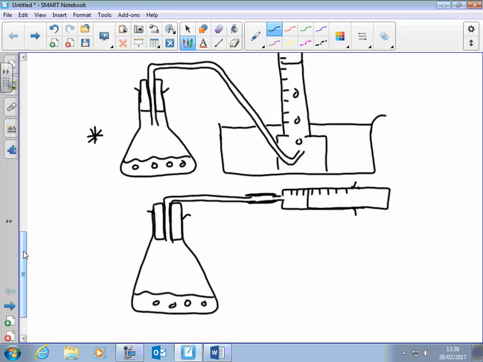If you wanted to measure a loss in mass, then very simply, you put your flask onto an electronic balance, you set the reaction going, and there you go. You take a reading every 30 seconds, and the mass should change.